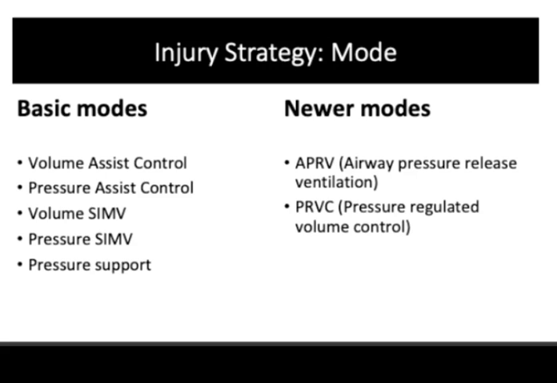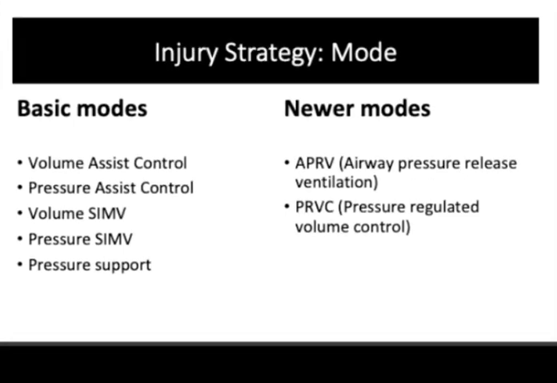So now we're going back to talking about injury strategy. And first, we're going to start talking about the mode of ventilation. This is a comprehensive list of five basic ventilator modes on the left side, which include volume assist control, pressure assist control, volume SIMV, pressure SIMV, and pressure support. And on the right side of the slide, you can appreciate newer modes of ventilation, such as airway pressure release ventilation and pressure regulated volume control, or PRVC. We're not going to cover these newer modes today, but they definitely can be utilized in patients that need injury strategy.